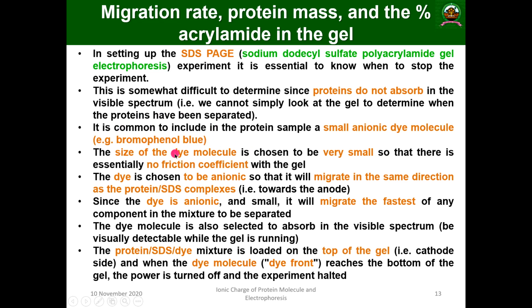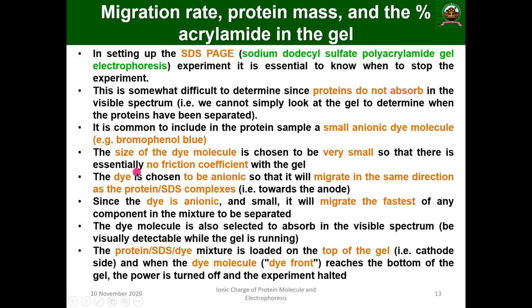The size of the dye molecule is selected to be very small so that there is essentially no frictional coefficient with the gel. The dye is chosen to be anionic so that it will migrate in the same direction as the protein and SDS complex towards the anode. That is very, very important.